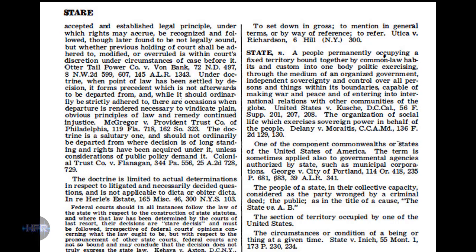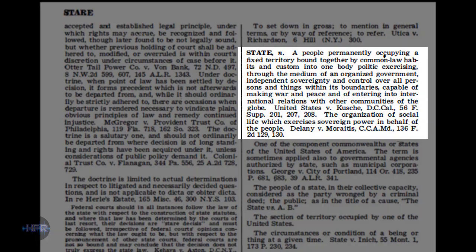I'm going to give you an example of what I'm talking about. I'm in a Black's Law 4th edition, and you can see state, which is a noun. And here's the general definition. A people permanently occupying a fixed territory bound together by common law, habits and customs into one body politic, exercising through the medium of an organized government, independent sovereignty and control over all persons and things within its boundaries, capable of making war and peace and of entering into international relations with other communities of the globe.